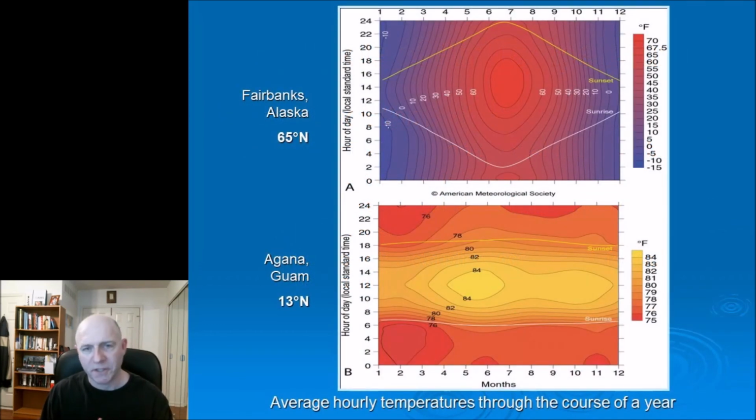Two other ways to look at these latitude arguments. The top is Fairbanks, Alaska. The bottom one is Ghana and Guam. So let's walk through this real quick because it's a little weird.